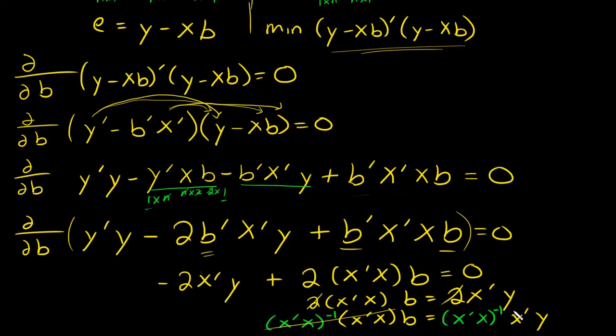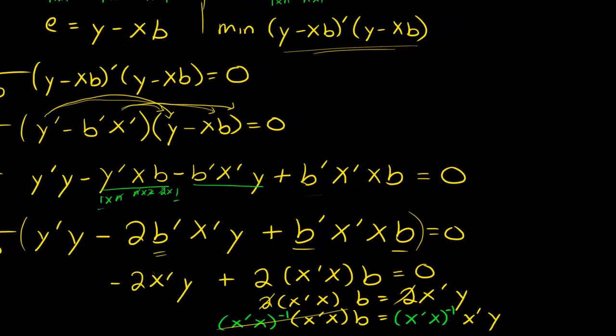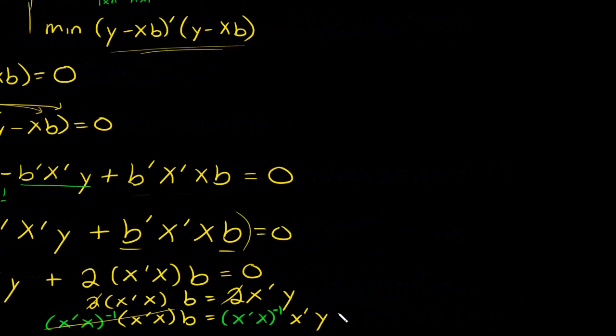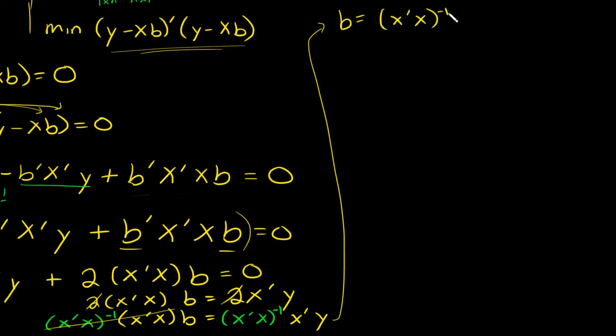Okay, so let me see, I think I ran out of space on the bottom here, so let me go ahead and just write this up here. So I'm left with b equals x prime x inverse x prime y. Okay, and a lot of times you'll see that written with parentheses around x prime y. All right, so there you have it. This b is our least squares estimator of beta, right, in matrix notation.